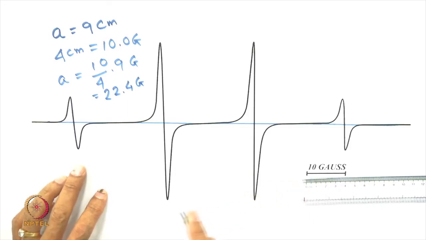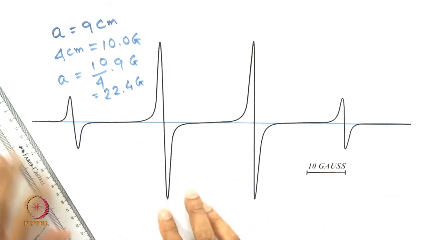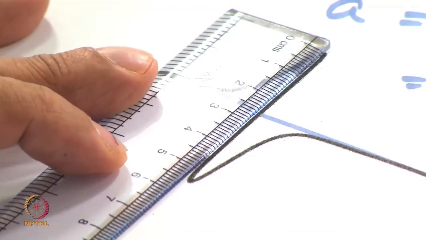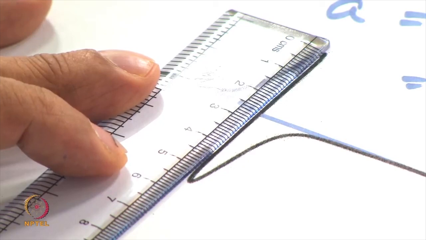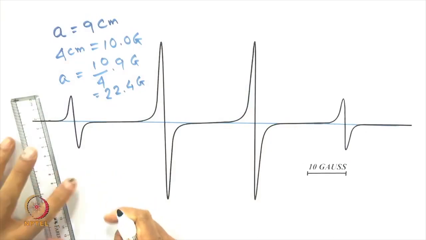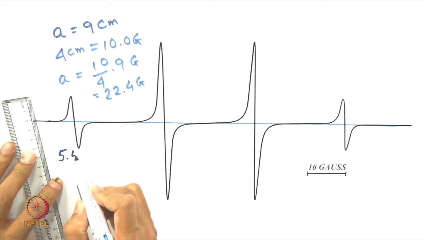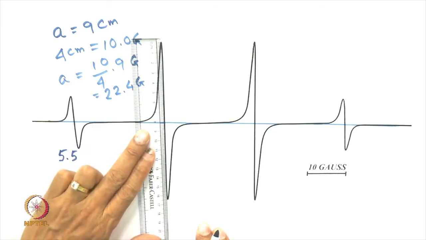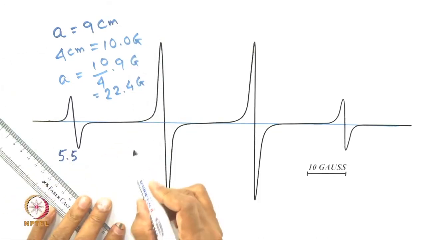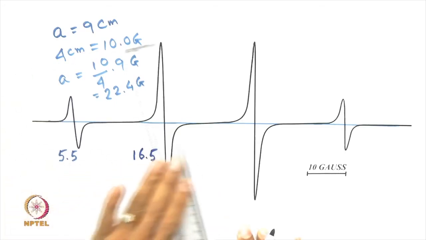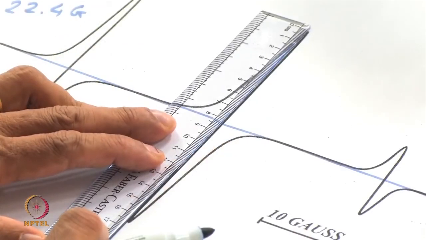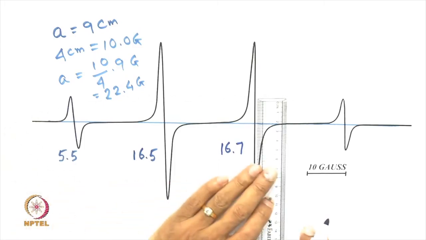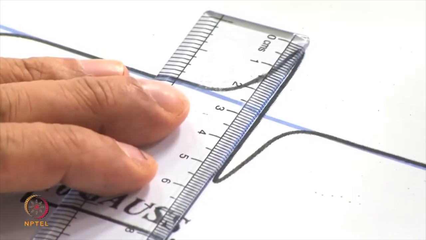For that, let us measure the intensities of all four lines. Okay, for the outermost line, the height is 5.5 centimeter, I write it here. Next height is similarly from this to this, 16.5 centimeter. Next intensity is maybe 16.7 centimeter. The last one is again 5.5 centimeter.